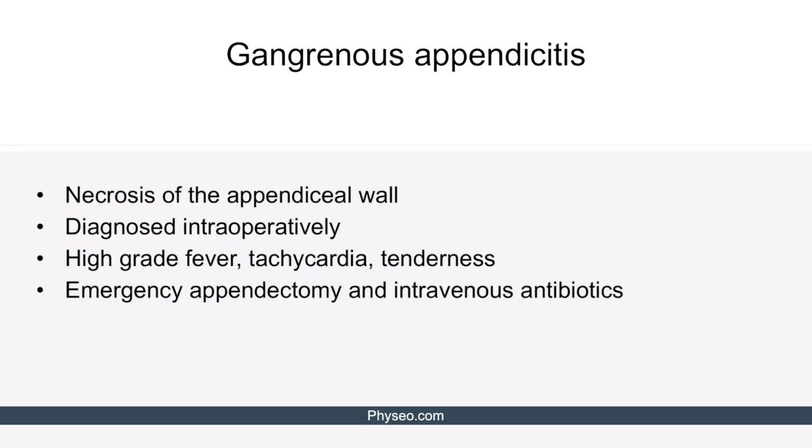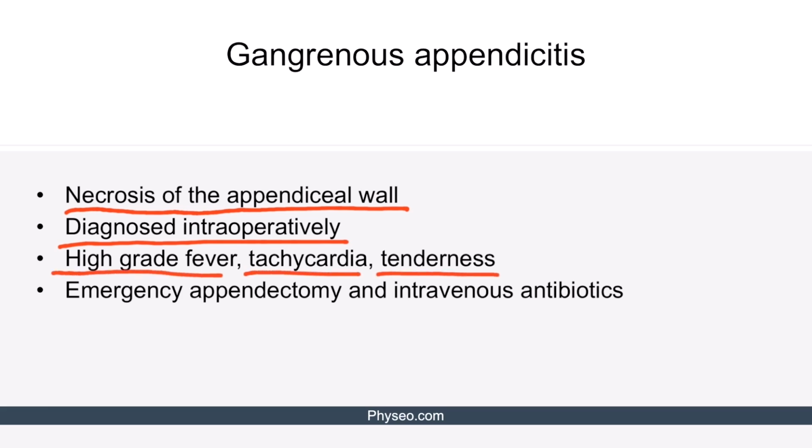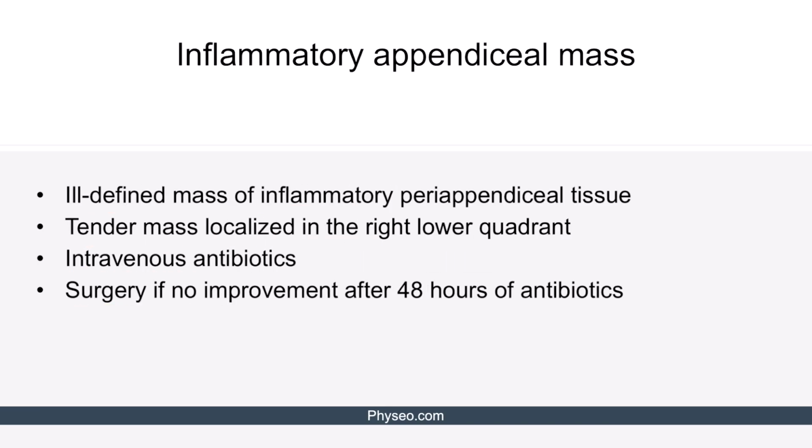Next, we will be discussing gangrenous appendicitis. Vascular thrombosis and mucosal ulceration is the most common cause of gangrenous appendicitis. Necrosis of the appendiceal wall in the setting of transmural inflammation progresses to form gangrene. It typically is diagnosed intraoperatively. The symptoms are similar to complicated appendicitis, which include high-grade fever, tachycardia, and tenderness. Definitive treatment is also similar in that an emergency appendectomy is performed and intravenous antibiotics are given.